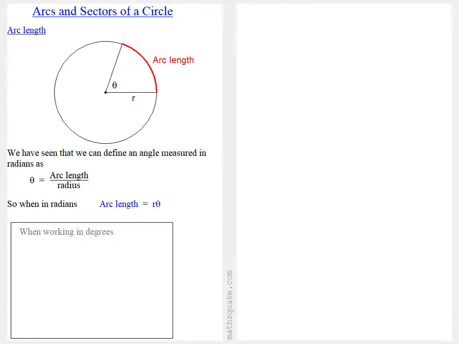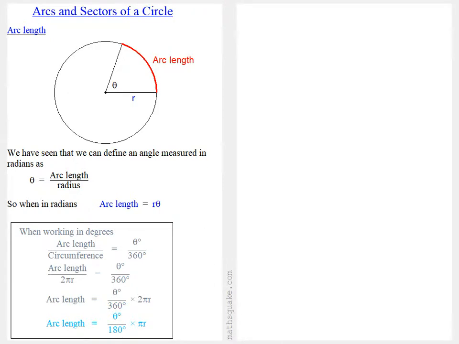Now when working in degrees, we have the arc length is a fraction of the circumference, and the fraction is the angle theta divided by the total angle in a circle, which is 360 degrees. Now the circumference is 2 pi r, so the arc length over 2 pi r is equal to theta over 360 degrees. Now if we multiply both sides by 2 pi r, we get the arc length is equal to theta over 360 times 2 pi r, or the arc length is equal to theta degrees over 180 degrees times pi r.